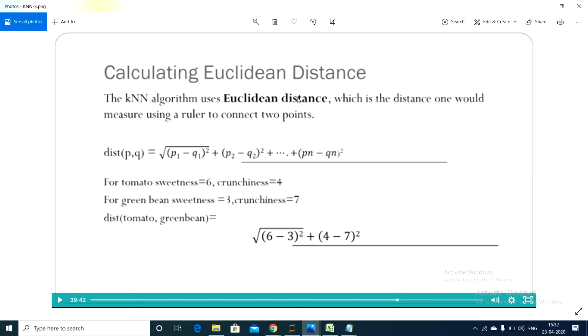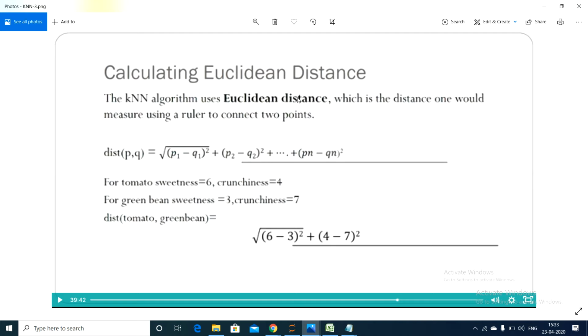Which distance is less? That is what we want to know. If the distance is less, the tomato should fall under that category. So if the Euclidean distance between tomato and vegetable is less, then we will throw that tomato into the vegetable category. If the distance between tomato and the sweet fruit is less, we will throw the tomato into the fruit category. That is what KNN is telling us.